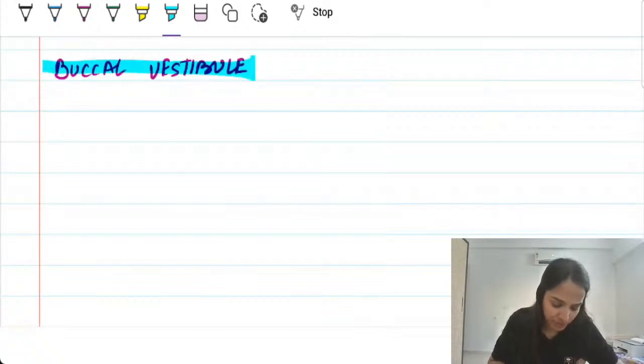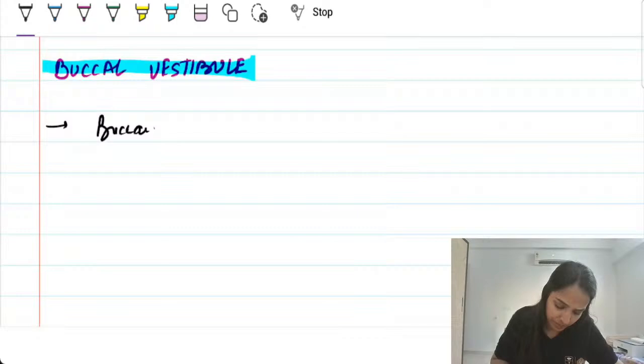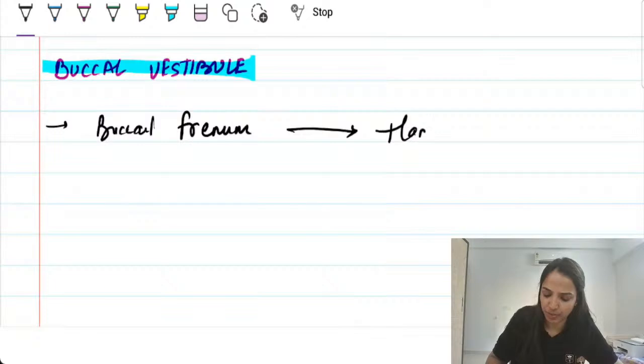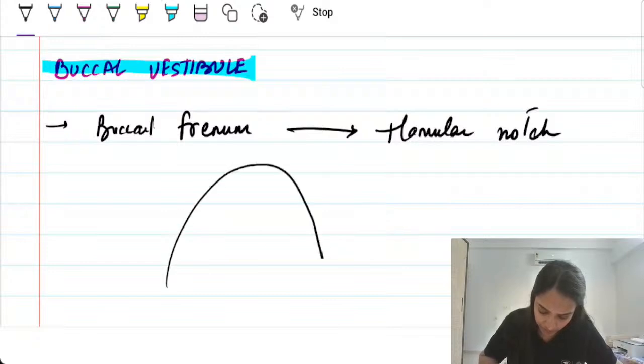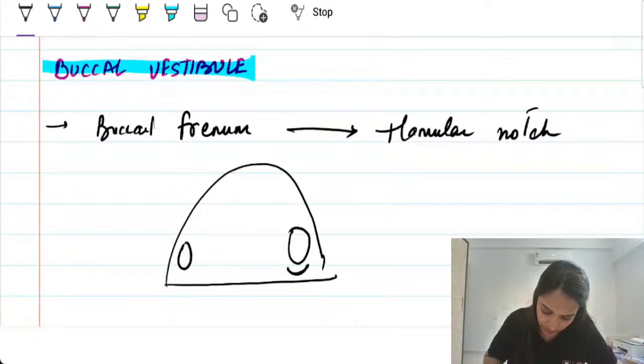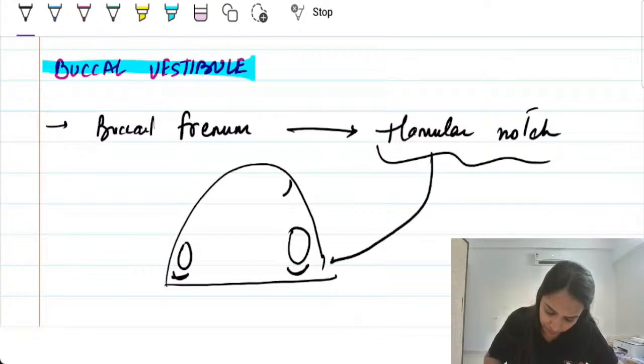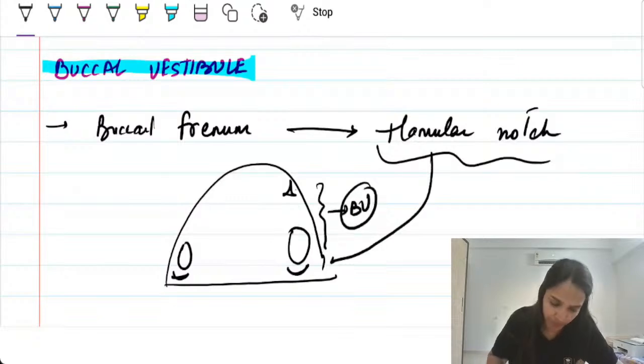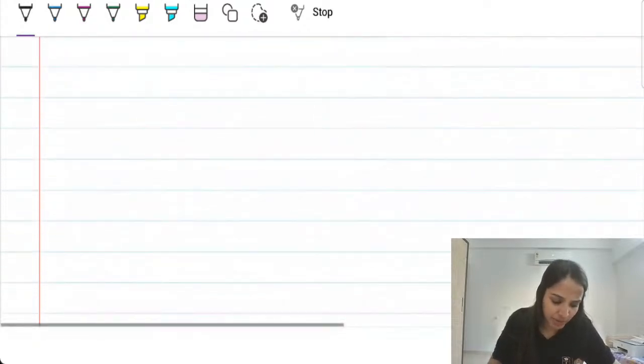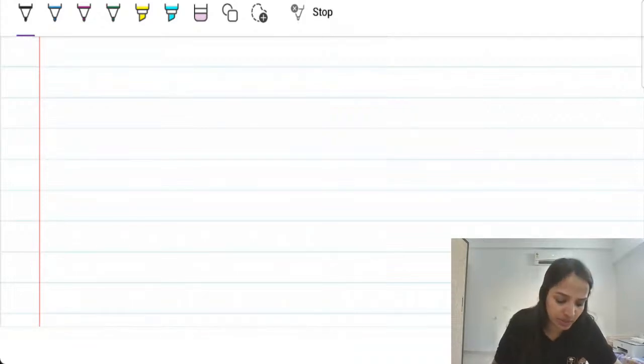Now, the buccal vestibule extends from where? From the buccal frenum to the hamular notch. The hamular notch is the area that is behind the maxillary tuberosity. So, if this is your maxilla and these are your tuberosities, this area is called your hamular notch. So, if you have a buccal frenum here, then this particular region is your buccal vestibule, right? It is externally bound by the cheek, internally it is bound by your residual ridge.